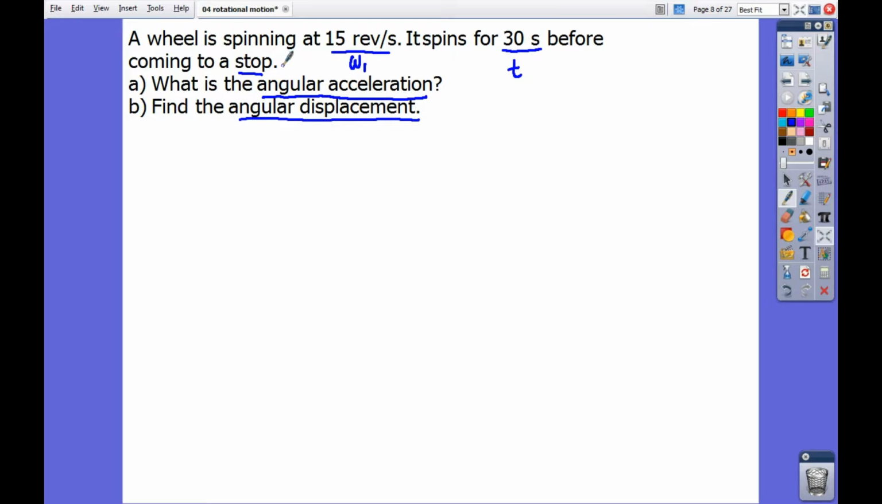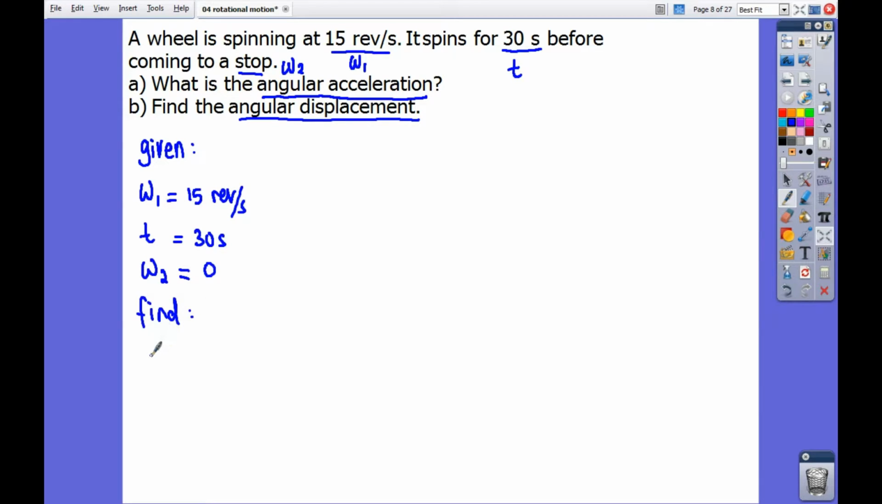So because the object is stopping, that means final velocity equal to 0. Given from this variable omega 1, we can write 15 revolutions per second, time elapsed 30 seconds, and omega 2 final 0. A, find angular acceleration alpha. B, find the angular displacement theta.